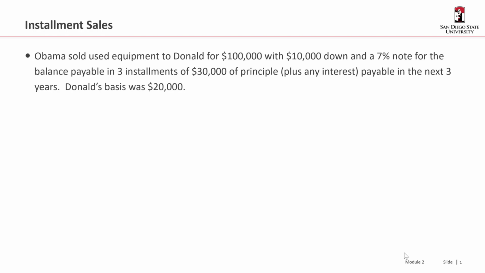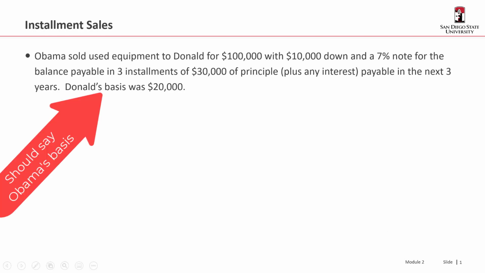And so Obama sold used equipment to Donald for $100,000, and he gets $10,000 down and a 7% note for the balance payable in 3 installments of $30,000. So $30,000 a year. That's payable in the next 3 years.